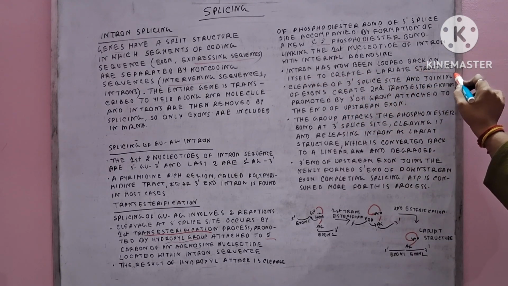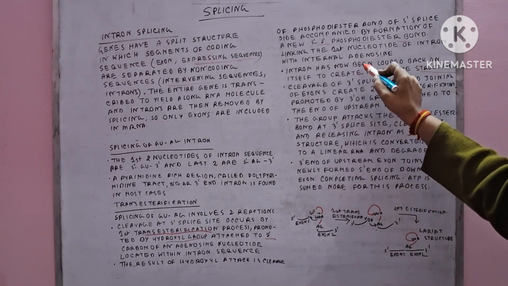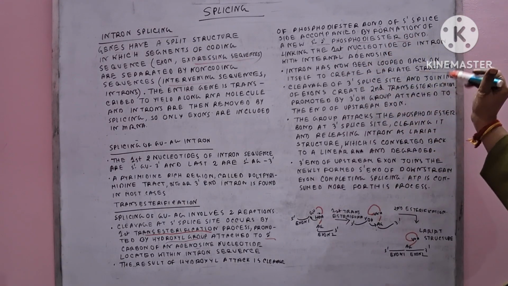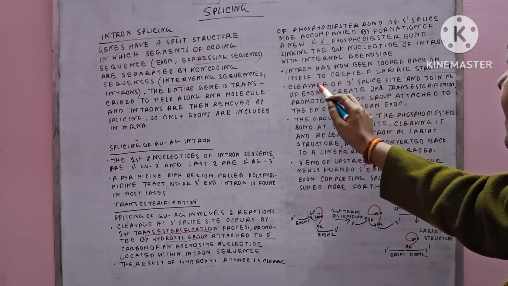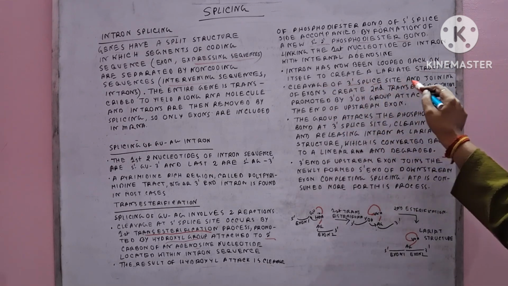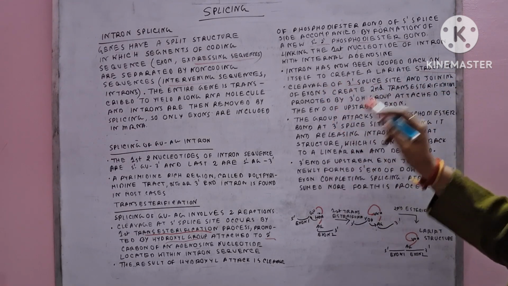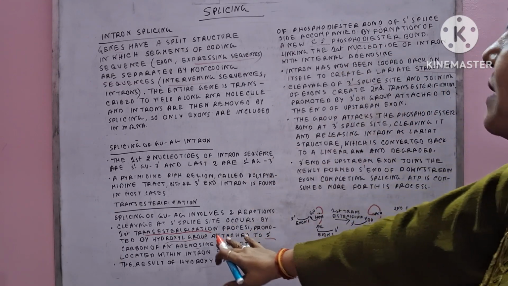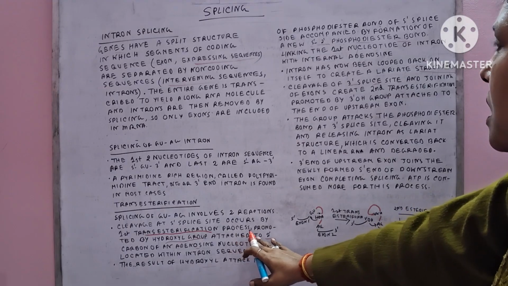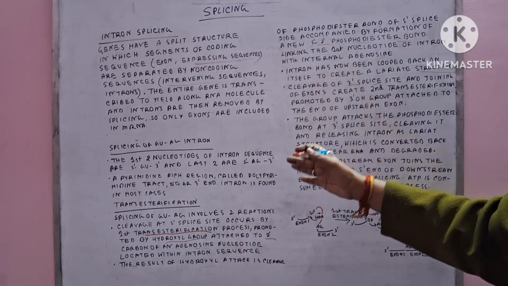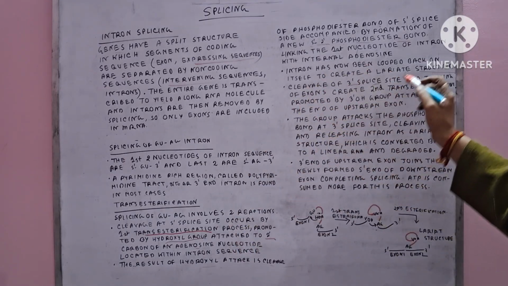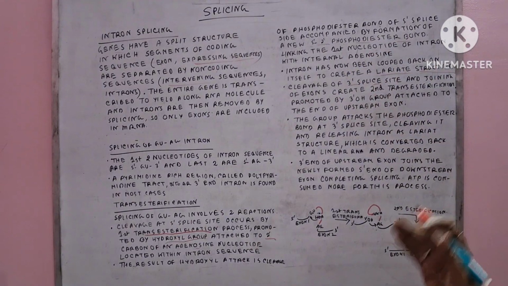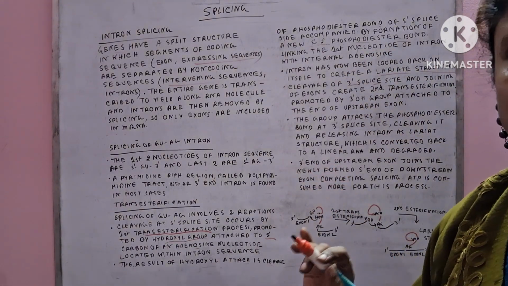lariat structure, and now the introns are attached to each other to form a lariat structure. And the cleavage of the 3' splice site and joining of the exons is the next case. So first, what is happening? First the cleavage is seen, the phosphodiester bond is broken down, a new phosphodiester bond is formed, and that's why the introns attach to each other and form the lariat structure. This is called the first trans-esterification.